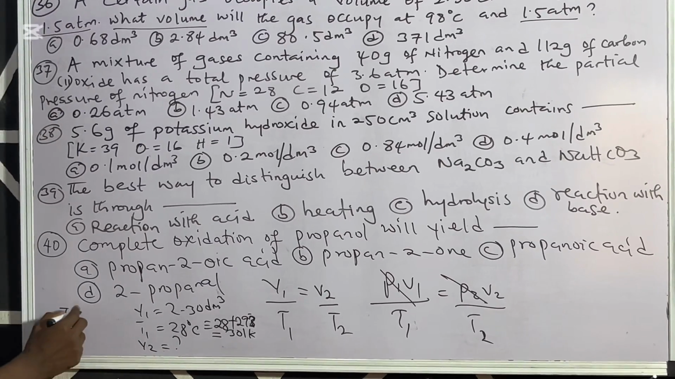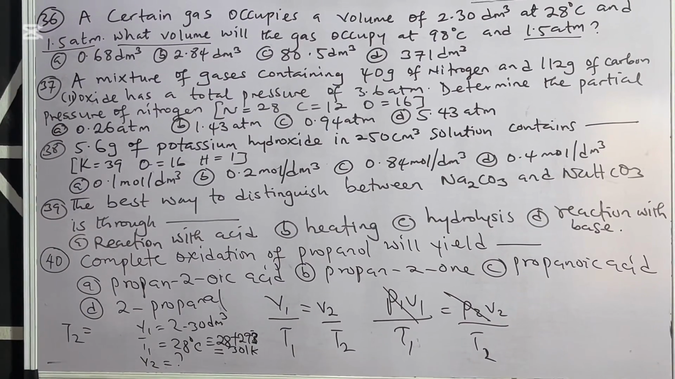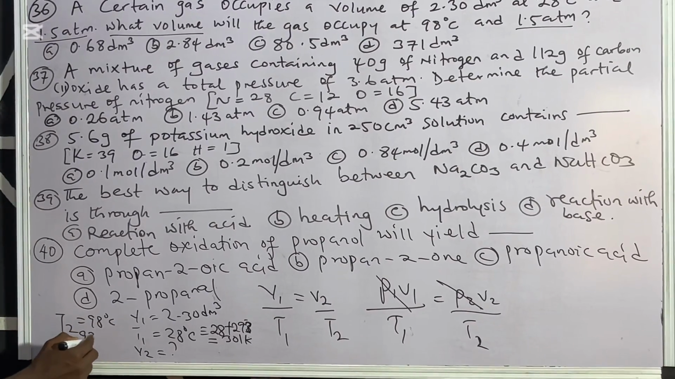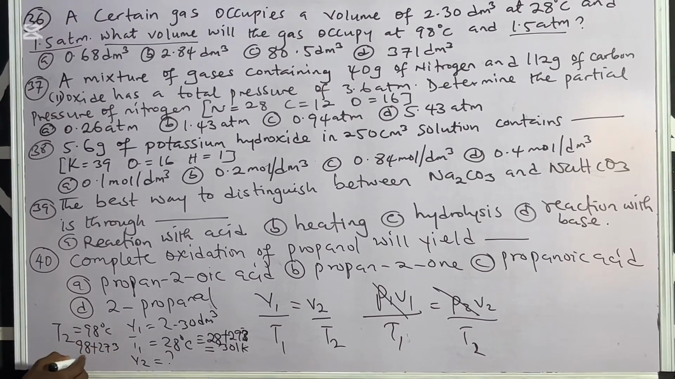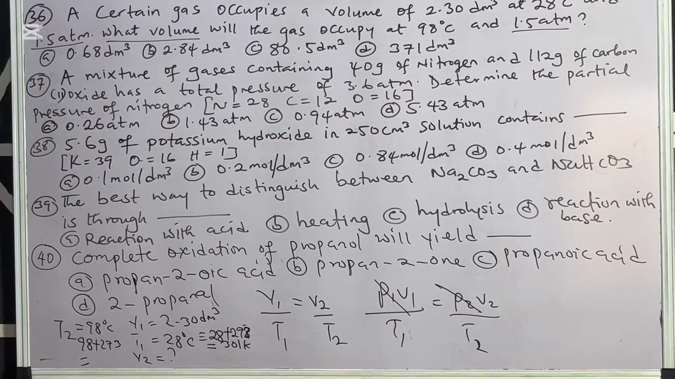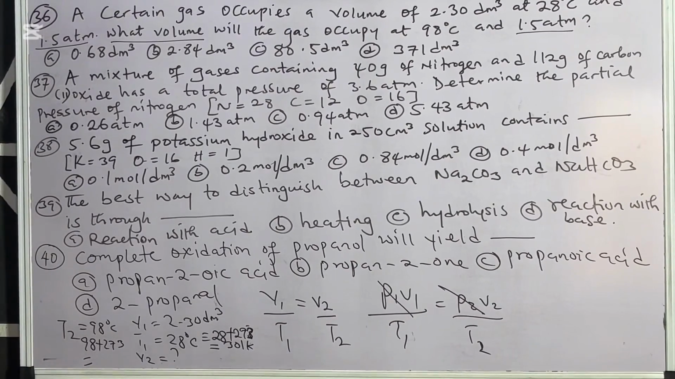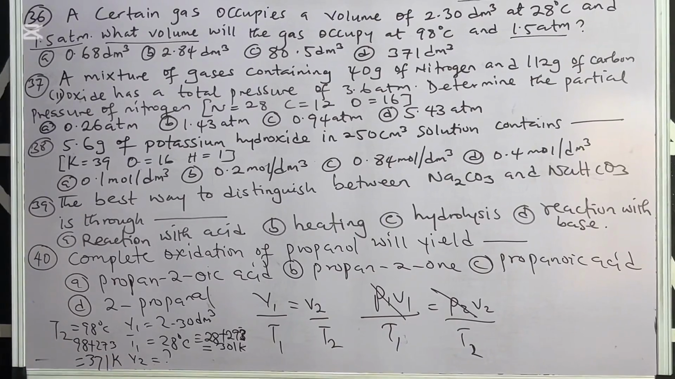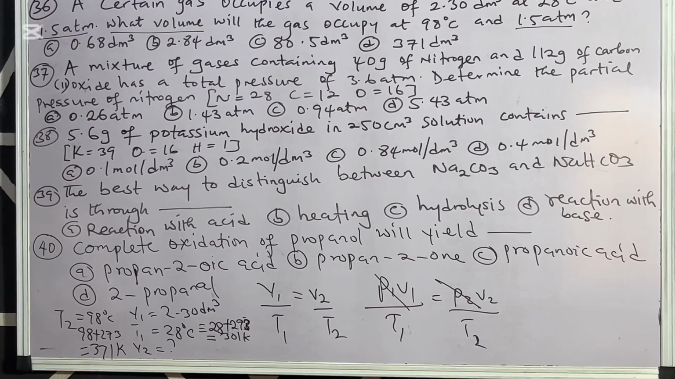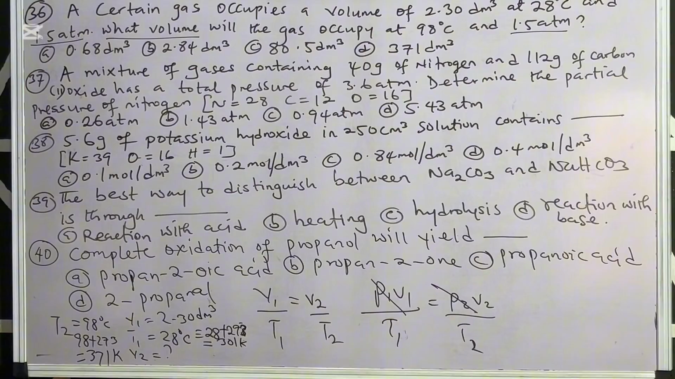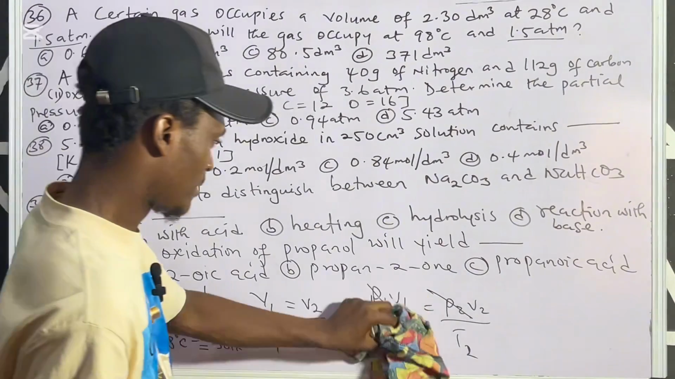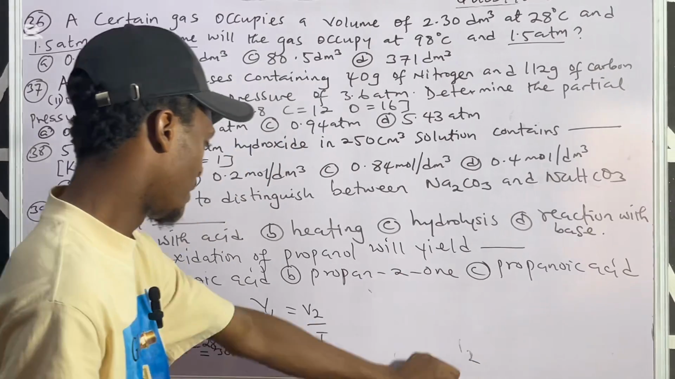Then T2, what's our T2? Our T2 is given as 98 degrees Celsius. So we have to add 273. So when we do that, it should become what? 98 plus 273, that should give us 371 Kelvin. So when you substitute the values into this, let's see how we can obtain our answer.